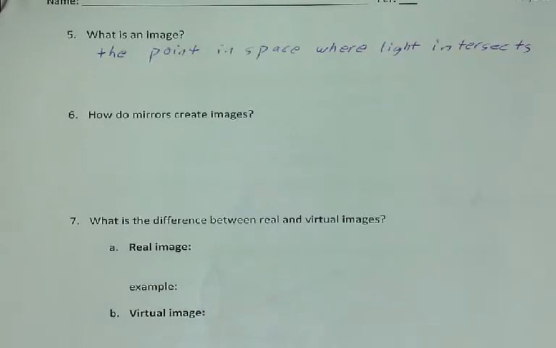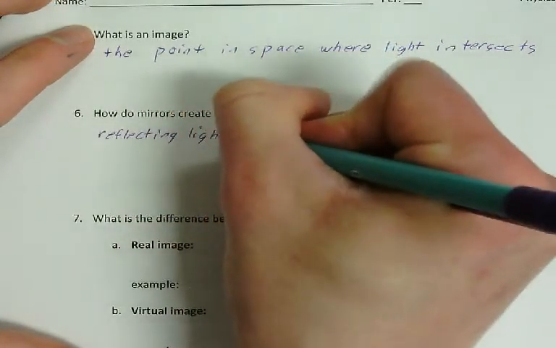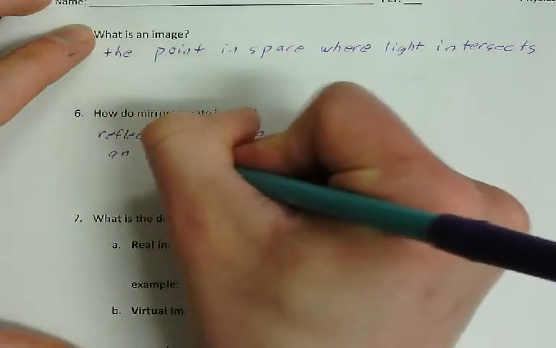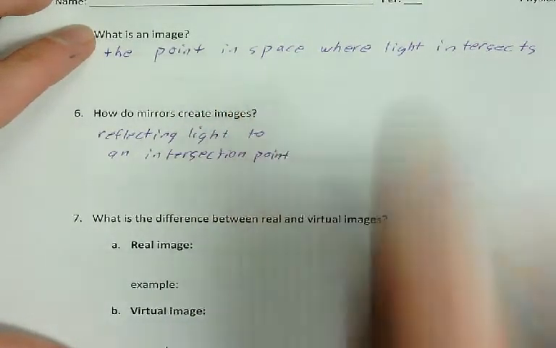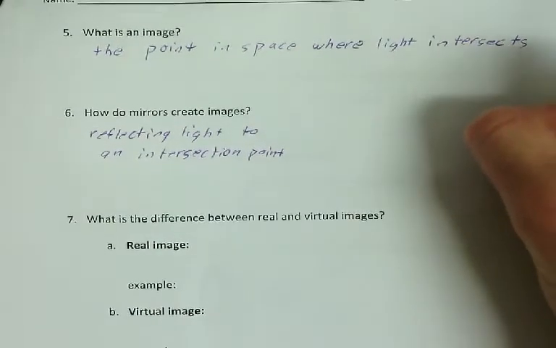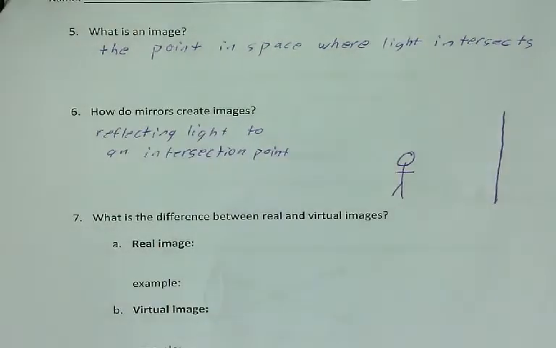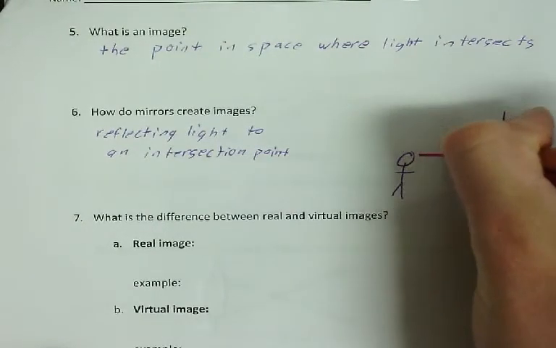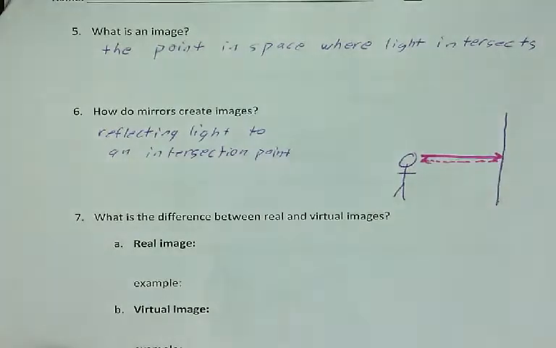Okay, so how do mirrors do this? Mirrors do this by reflecting light to one specific area, to an intersection point. So if you're standing in front of a mirror, here's what that'll look like. It's an incredibly tall mirror. So the light will do something like this. The light that leaves your face will go straight to the mirror, hit the mirror, and go straight back, and reach your little eyeballs.